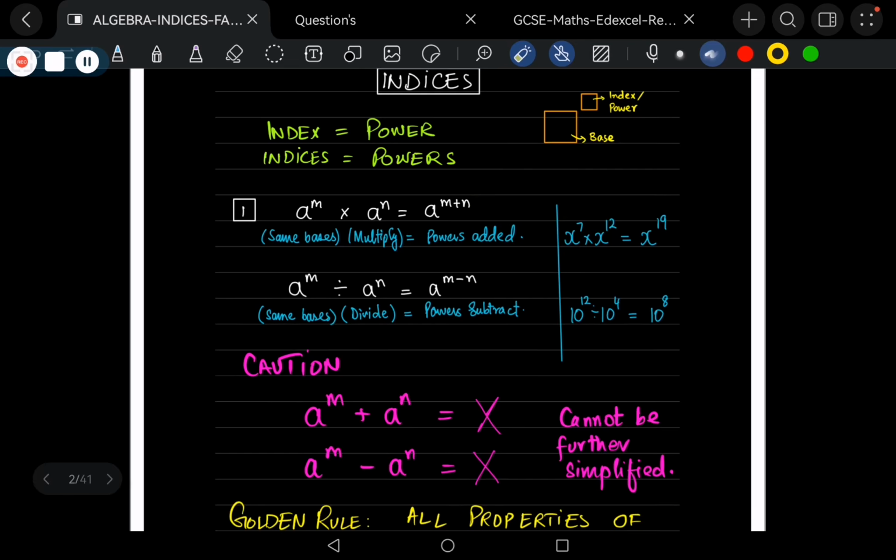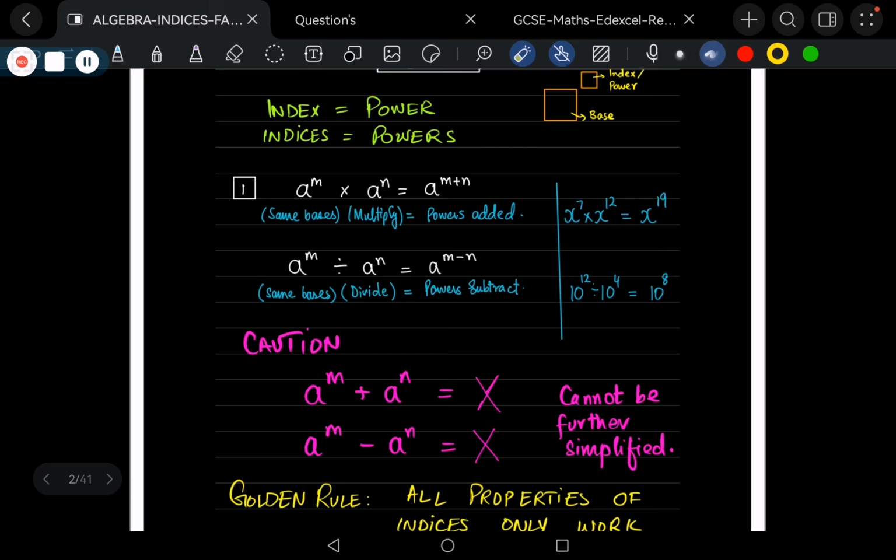Then there are a few rules in order to solve indices. The first one is related to multiplication. If we have the question a power m times a power n, you must first see whether the bases are the same. If the bases are the same, this is the rule of mathematics for indices: the operation is multiplication, the bases are the same, so the powers will be added. For example, x power 7 times x power 12. Because the base x is the same, I can add up the powers.